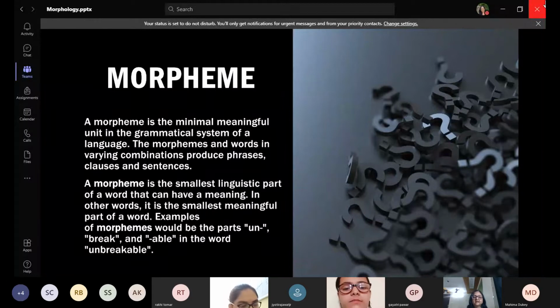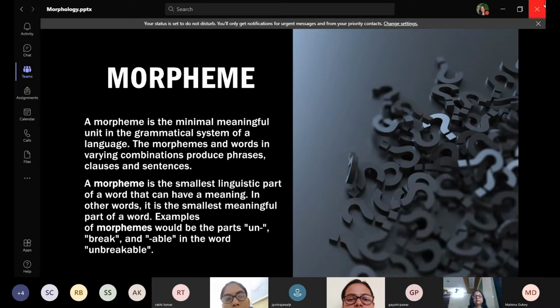So morpheme is the smallest, minimal linguistic part of a word. वर्ड के अंदर मॉर्फीम होता है, मॉर्फीम के अंदर फनीम्स होते हैं. So a morpheme is the smallest linguistic part of a word that can have a meaning. That can have means it can have a dictionary meaning, but it can also have other significance, some grammatical function. In other words, it is the smallest meaningful part of a word.